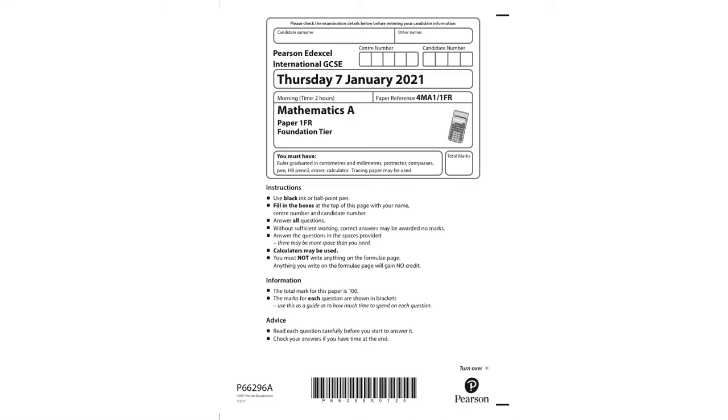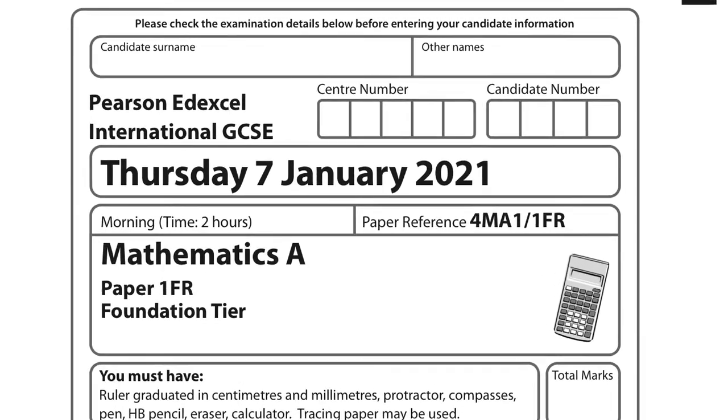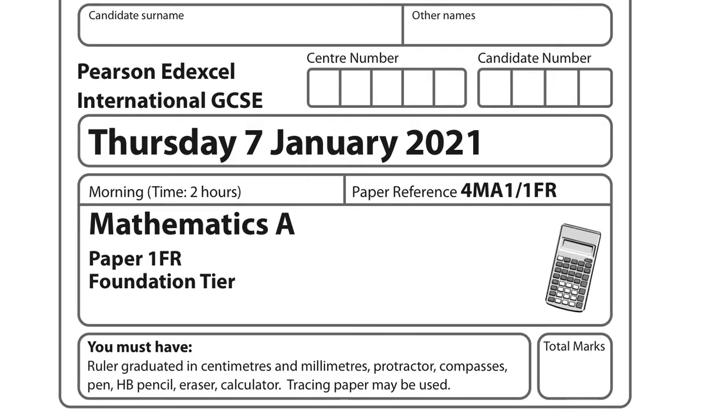Okay, hello and welcome to January 2021 Foundation Paper 1FR. So it's a regional paper. So we're going to go through this paper together. I suggest you pause the question before I go through it, and then you can see how I've done it.